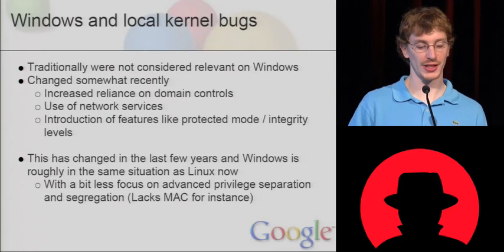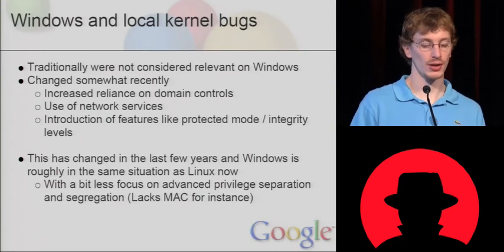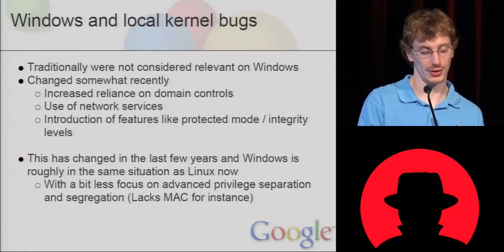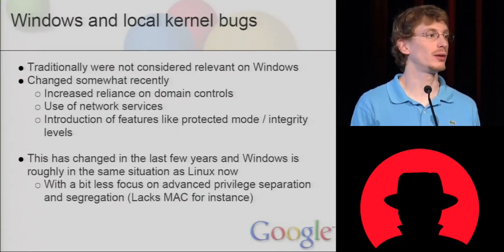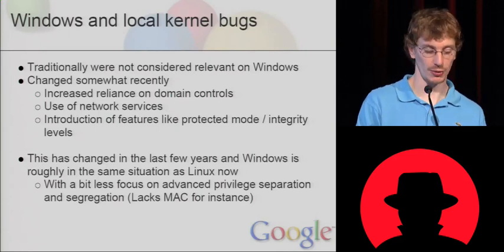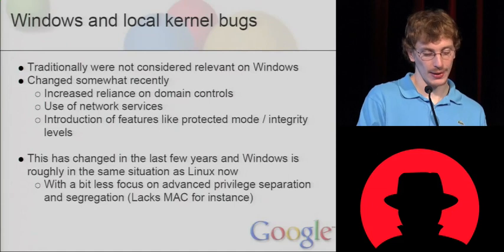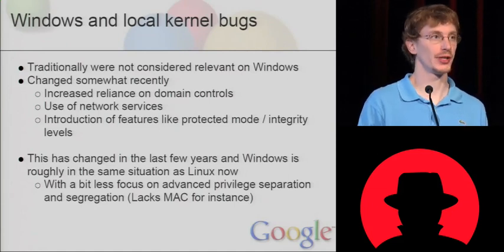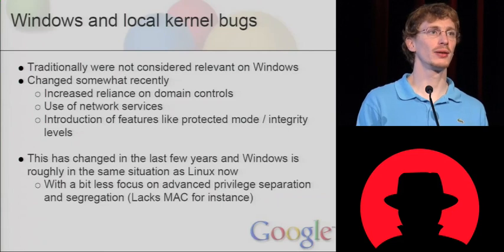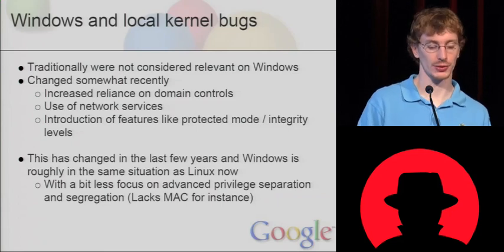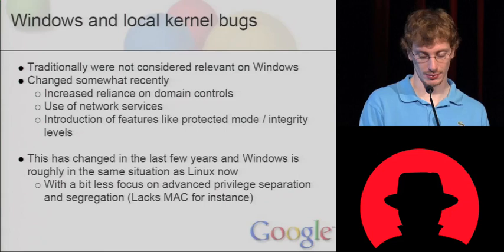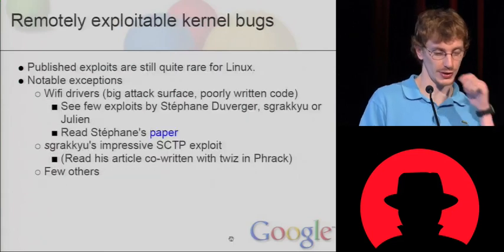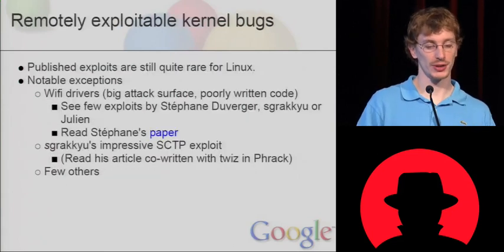So this has changed in the last few years, and now Windows is roughly in the same situation as Linux, and people care more and more about local privilege escalation on this platform. So it's a bit of the same. There's still no real big complex mandatory access control system on Windows, but that's the biggest difference now. In terms of remotely exploitable bugs.